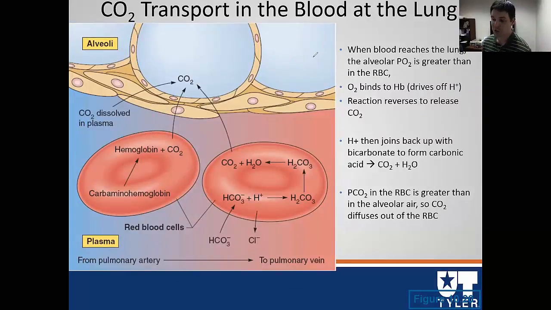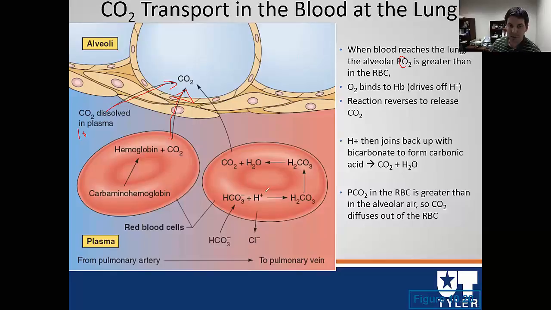So when blood reaches the lungs, the PCO2 is greater in the red blood cells. So we have several different factors. One, again, our normally stored CO2 just goes out. We have about 10% in our plasma, about 20% here bound as carbaminohemoglobin. But we also have this formation of this extra hydrogen ion, right?